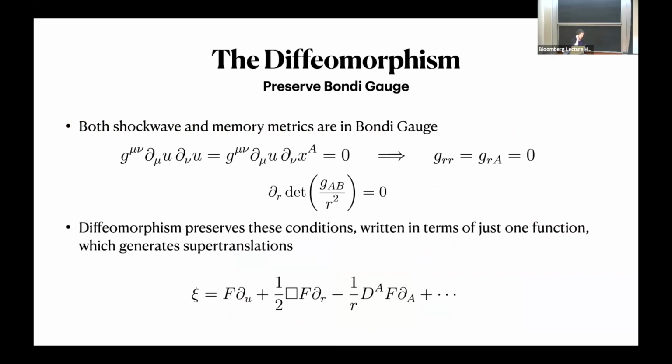To actually work this out, you have to find the diffeomorphism that respects the conditions of the Bondi gauge, because both the shockwave and the memory metrics are in the Bondi gauge. So you have particular conditions on the metric that have to be satisfied. It turns out there's a diffeomorphism that preserves these conditions that can be written in terms of just one function. That's the function that generates the supertranslations, and that function here is called F. So now you can crank this through.